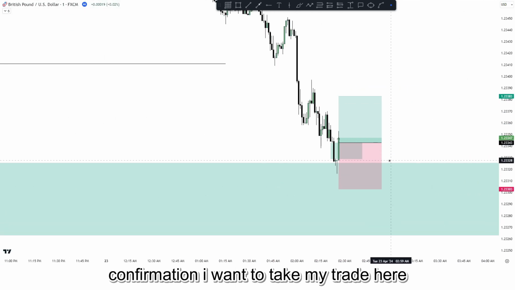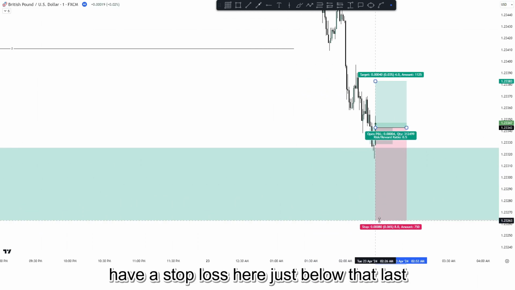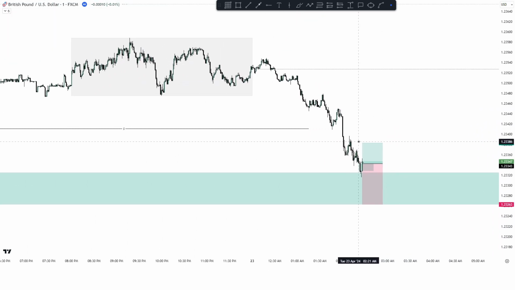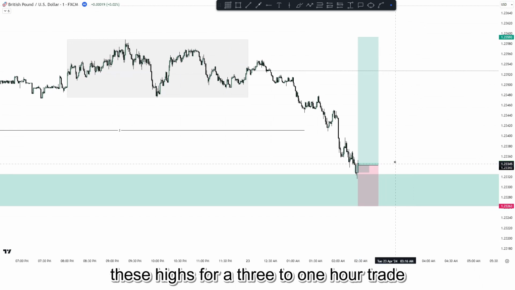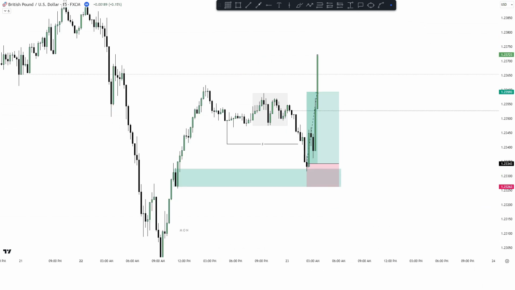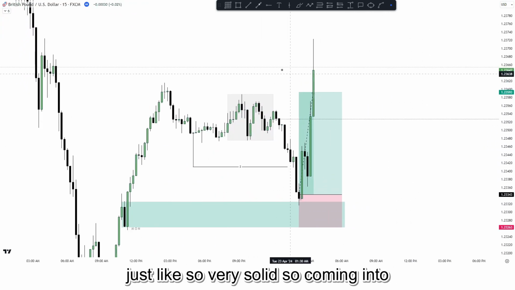I want to take my trade here as soon as we break above that bearish fair value gap. Have a stop loss here just below that last down close candle. And we want to be targeting back above these highs for a 3 to 1 trade. Let's see how this then plays out. We get that massive push to the upside, and just like so, very solid.